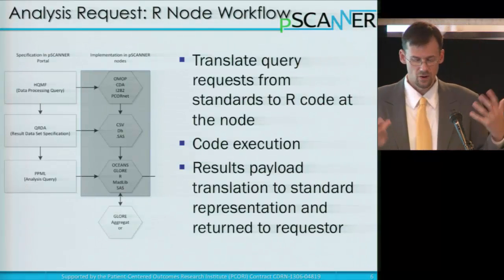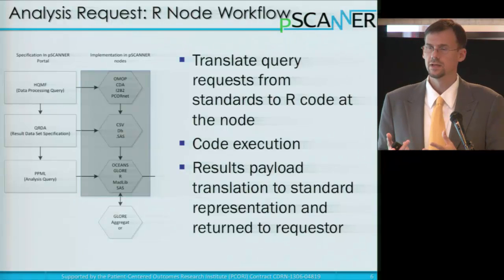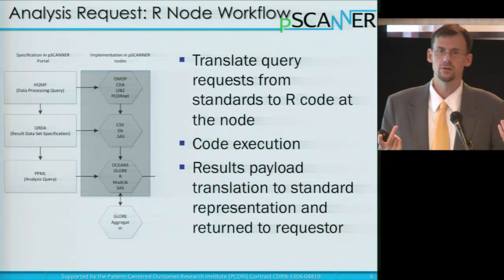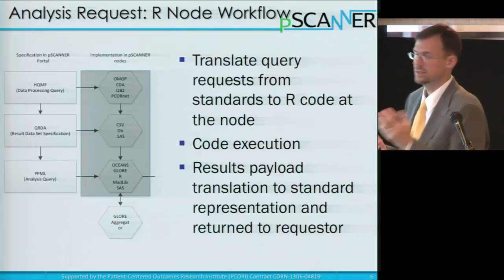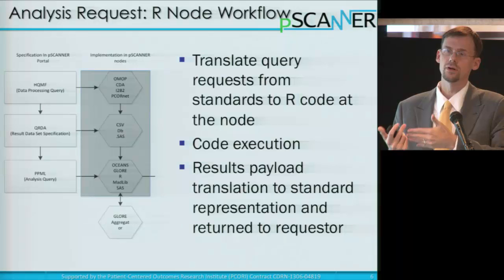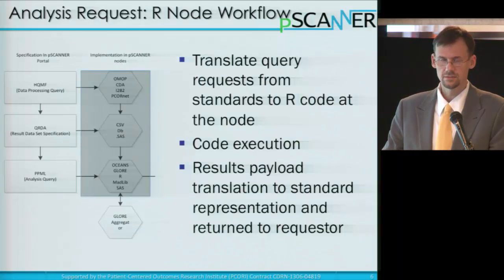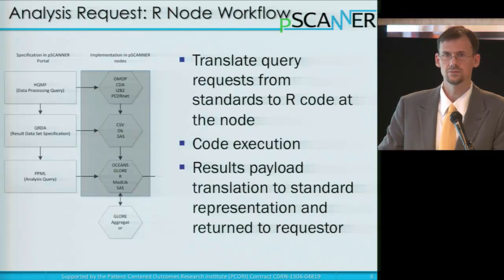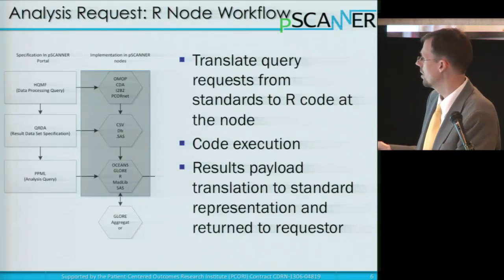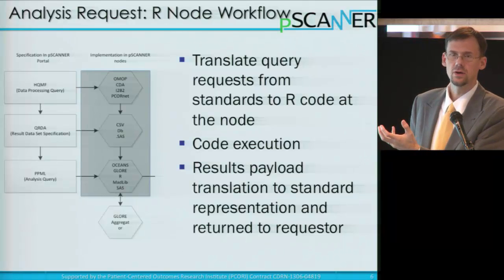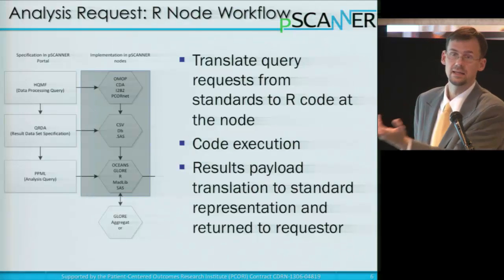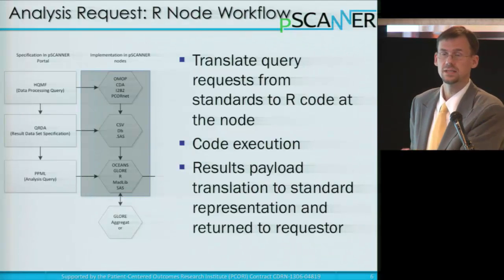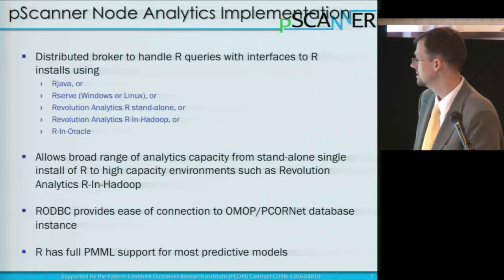In the R case, we're planning on developing an infrastructure that allows massively parallel R instances, R and Oracle and Revolution Analytics R, to take in and translate a query, convert the whole query from the source data model to the flat file generation, to the analytics request, and then to the resulting output into an R module, execute that internally at the node in whatever instance the node chooses to set up, and then wrap that again in data standard representation and package that out to the data center.